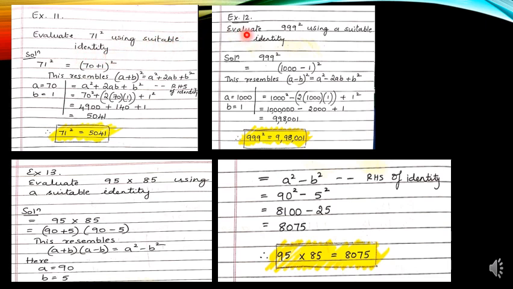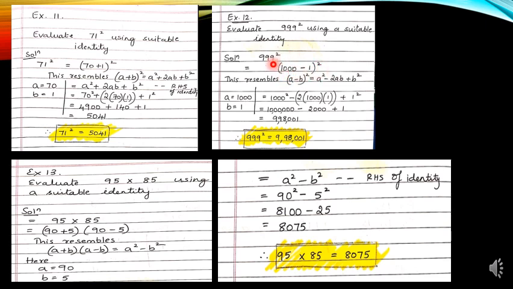Second example. Evaluate 999 square using a suitable identity. Now again, what did we do for 71 to make it a binomial? We wrote it as 70 plus 1. Now think, how will you write 999 as a binomial? You can write it like this, isn't it? 1000 minus 1. So 999 square is going to be 1000 minus 1 the whole square.